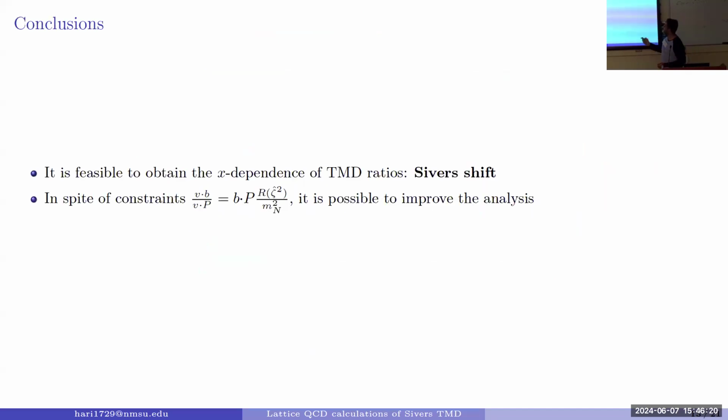And to conclude, it is feasible now to extract the x dependence of the TMDs. For now, we are trying to extract the Sivers function, because it's quite easy to calculate from the lattice. And if we figure out that it is straightforward this way, then we will extend the results to other TMDs as well.